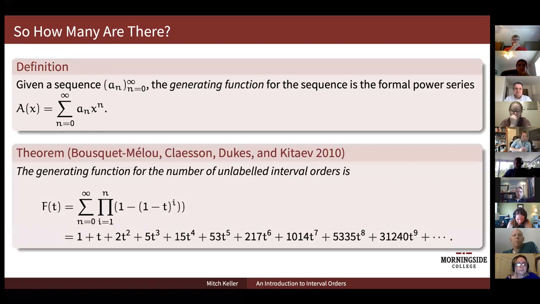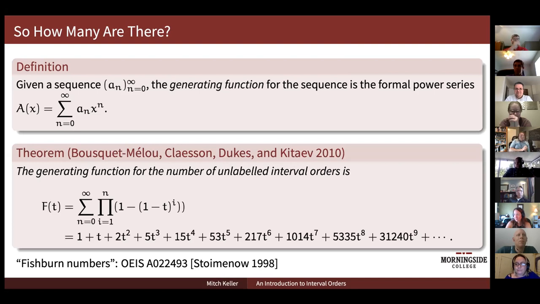There it is. It's the sum from n equals 0 to infinity of the product from i equals 1 to n of the quantity 1 minus the quantity 1 minus t to the n. And you can ask Sage to expand that for you, and you can see the 1 and the 2 and the 5 and the 15 and the 53 that I mentioned earlier. They use some incredibly fancy techniques in generating functions to get at these sorts of questions.